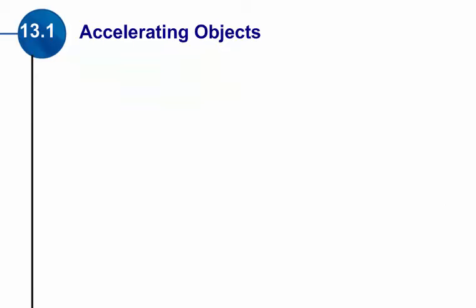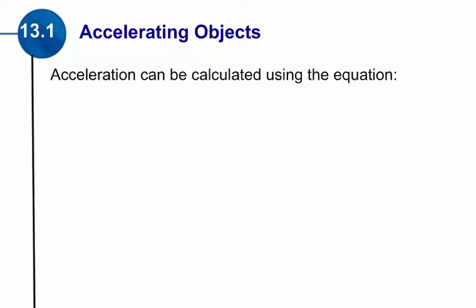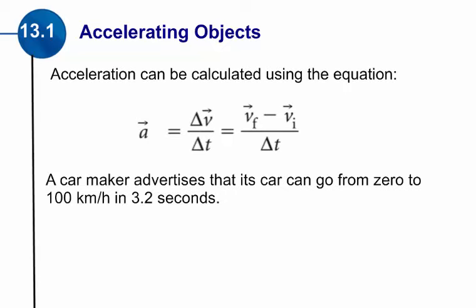Now, when we're looking at accelerating objects, we are going to be using the equation much like we had before. Acceleration is delta V over delta T. Now, change in velocity can also be defined as final velocity minus initial velocity, over change in time. And this is the equation that we're going to use for most of our calculations. So you may have heard advertisements like this. A car maker advertises that its car can go from 0 to 100 kilometers in 3.2 seconds. This really is just a measure of the acceleration of that car, how fast it can get faster.